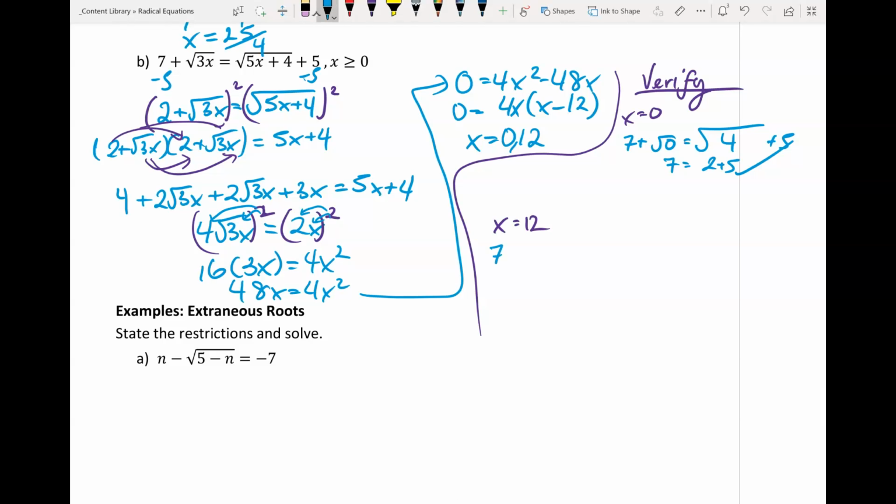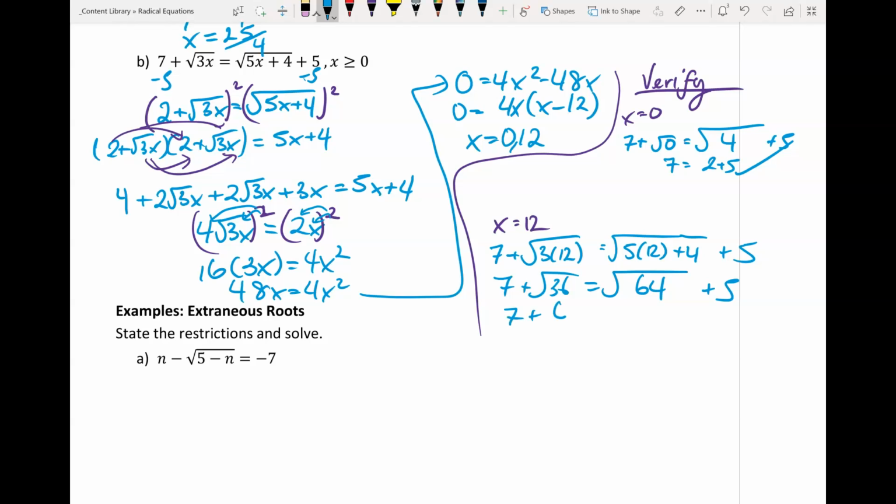Now I'm going to try x equals 12. Okay, so 3 times 12 is 36. 5 times 12 is 60, plus 4, 64. The root of 36 is 6. The root of 64 is 8. 7 plus 6 is 13. And then 8 plus 5 is also 13. So this is good as well.